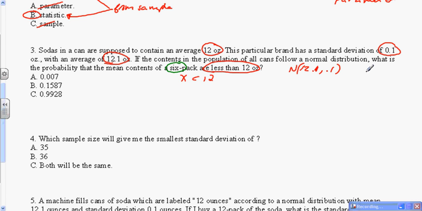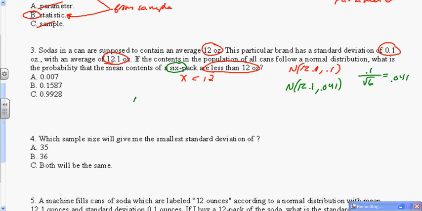So your standard deviation, which is 0.1, is now going to be divided by the root of your sample size. When you take 1 divided by the square root of 6, you get 0.041. Now we're going to use this information. Okay, so we will use this distribution, 12.1, with a new standard deviation. Again, we do our z-score.